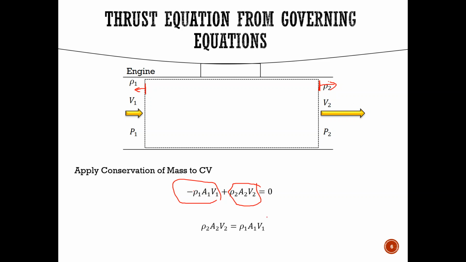Now, if you assume the density is constant, then you can cancel out these densities and it will be A1 V1 equals A2 V2. But for right now, let's just keep the density terms in there, right? Just know the conservation of mass represents how area and velocity change with one another, right? So that's pretty much what it is.